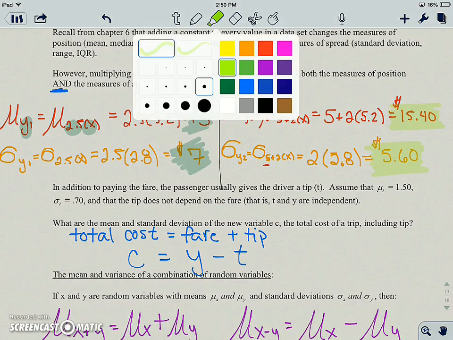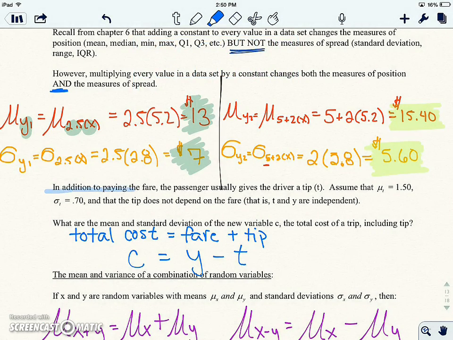You also have to tip the driver. So in addition to paying the fare, the passenger usually gives the driver a tip T. We're going to assume that the average tip is $1.50 with a standard deviation of 70, and that the tip does not depend on the fare. Usually you tip based off of how long you've been in the cab, but that's a lot harder to do, and these formulas don't always work with that, so we're going to assume that it doesn't. You were going to tip whatever you were going to tip no matter what.